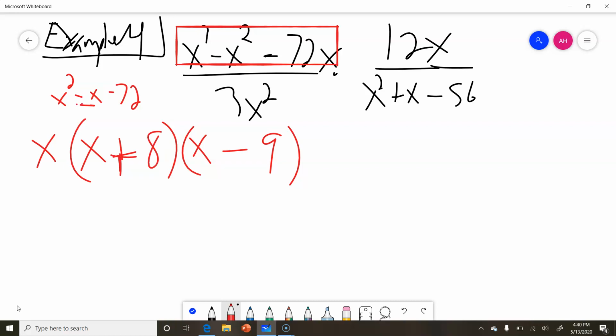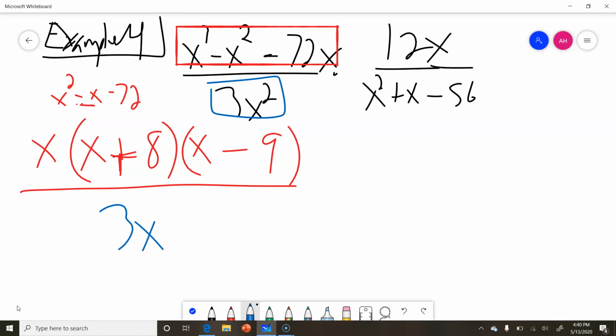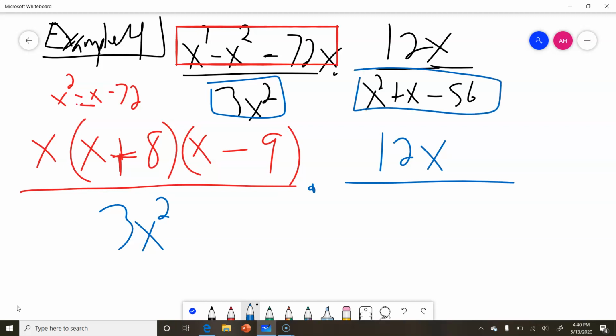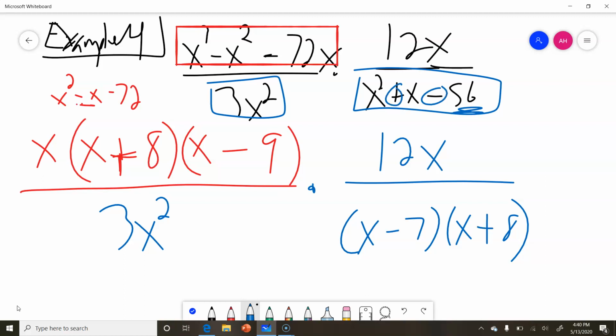Okay? Then I come down here to this guy, and the blue guy, he stays the same, right? I can't factor anything out. He's just 3x squared. Then I have times 12x. Again, I can't factor anything out. He just stays the same. But then I factor this blue one, right? And that's x. What times what is 56? Well, it's 8 times 7. And again, it's a minus. So one of them is minus, but look at that. It's a plus. So the bigger one has to be plus.